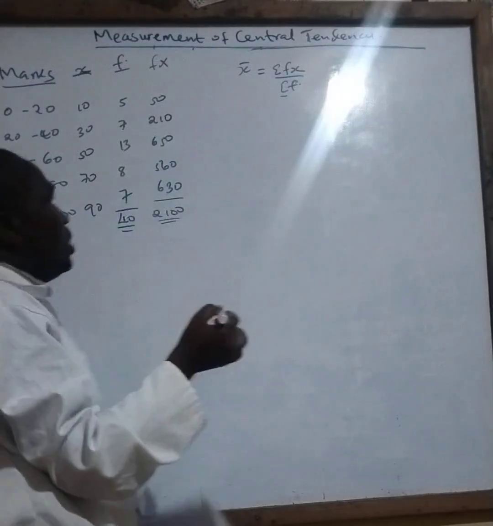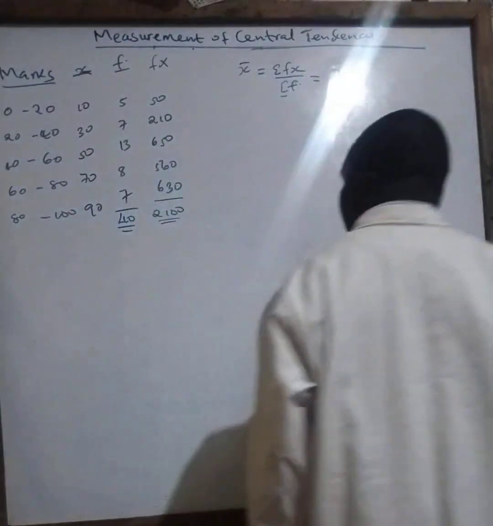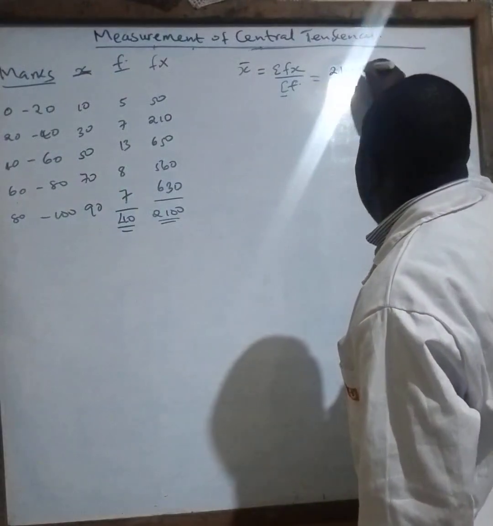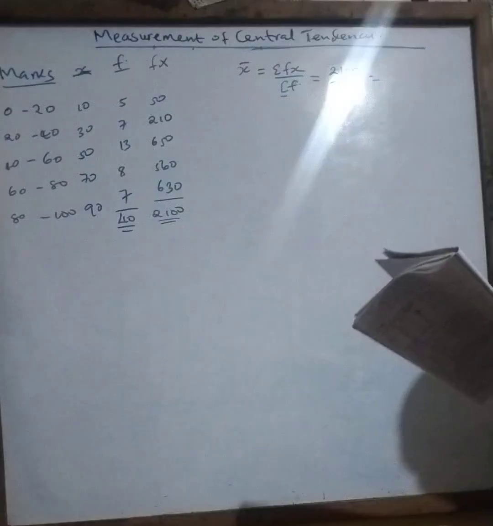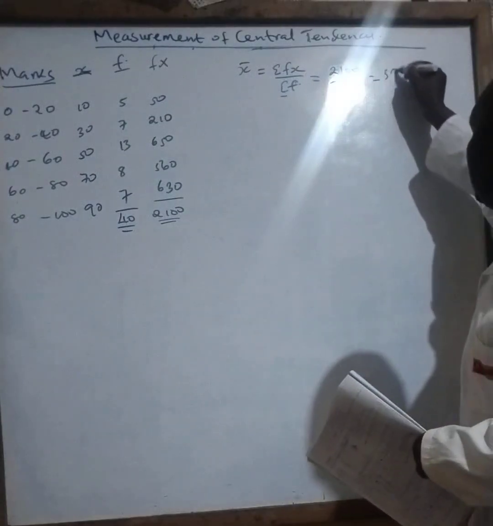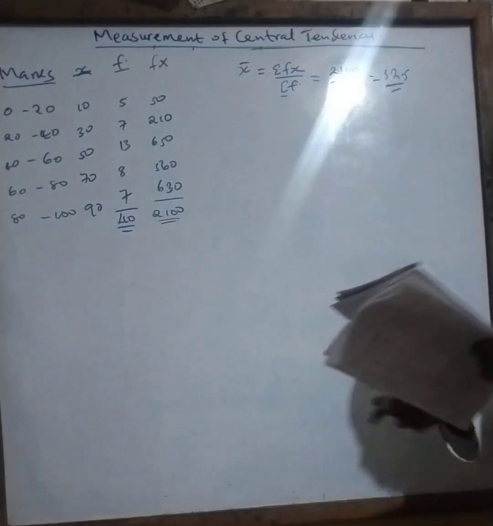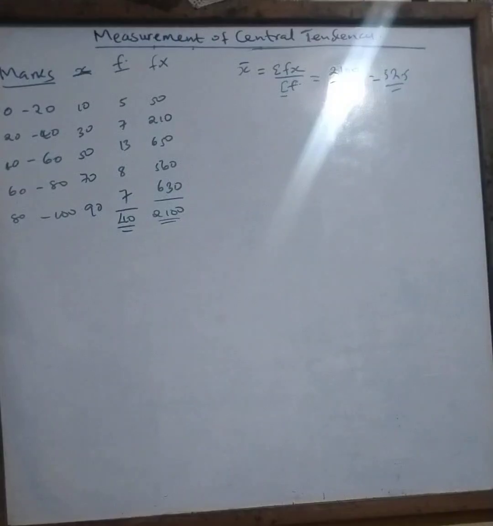So once you have done this one, you come and work out in your formula. Say this now, 2100 divided by 40. Your answer is 52.5. That is how the mean was calculated.